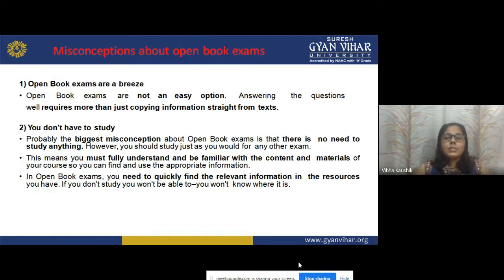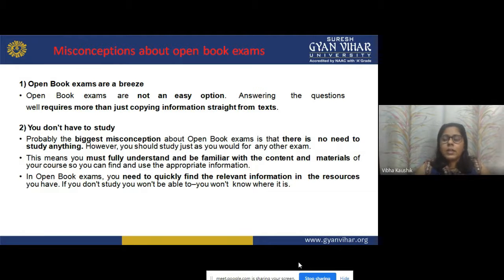Now, misconceptions about open book exam. What are the different misconceptions related to the open book exam? The first one is that open book exams are a breeze. Open book exams are not an easy option. Answering the questions will require more than just copying information straight from the text. Means it's not an easy exam.